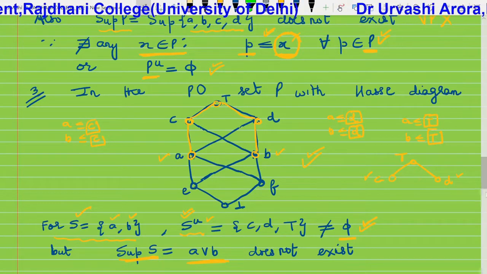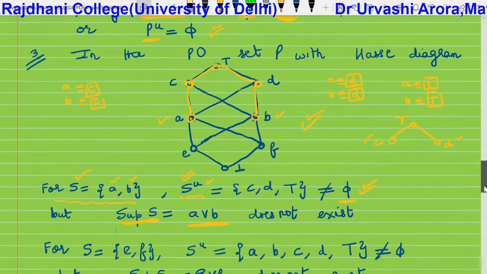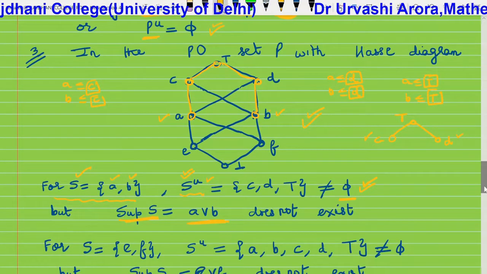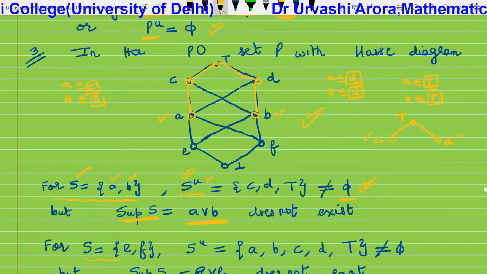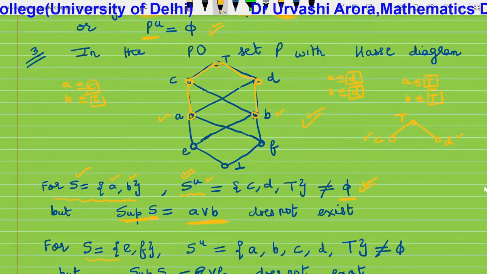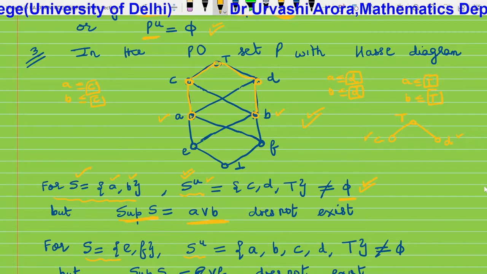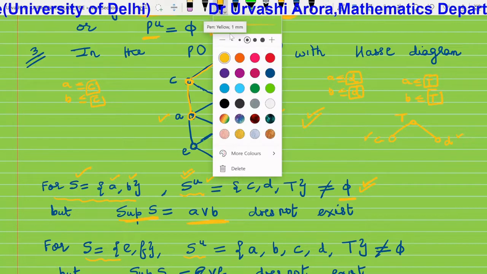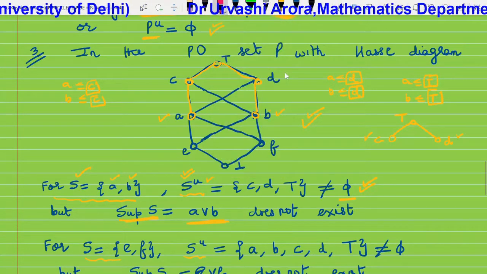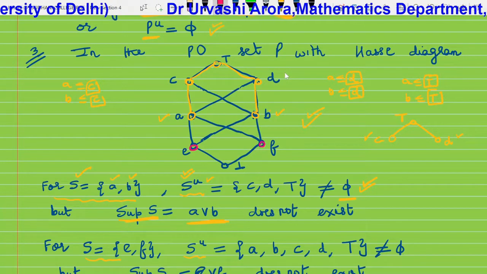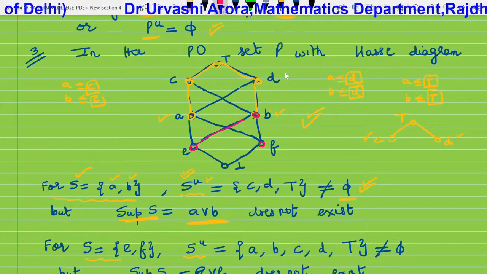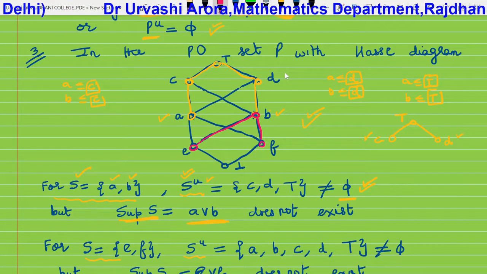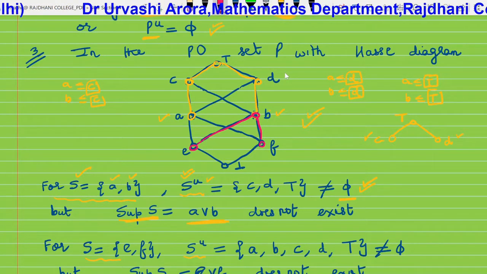Now coming to this one, the pair of elements E and F, and I take S to be the set consisting of E and F. If you try to find out what is SU, these are E and F, and B is acting like an upper bound for E and F because of this relation. E is less than or equal to B, and F is also less than or equal to B.